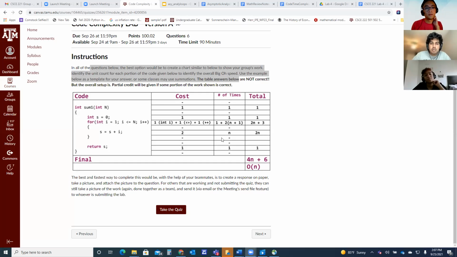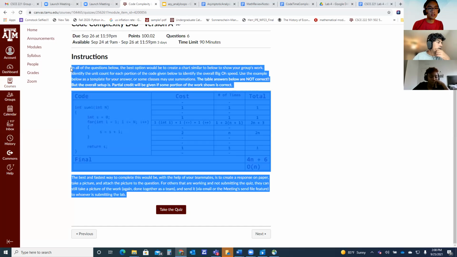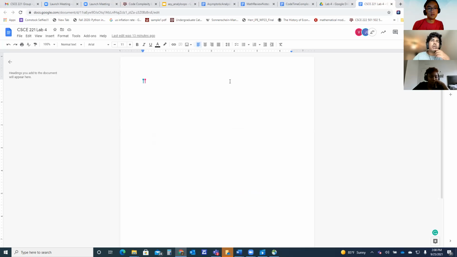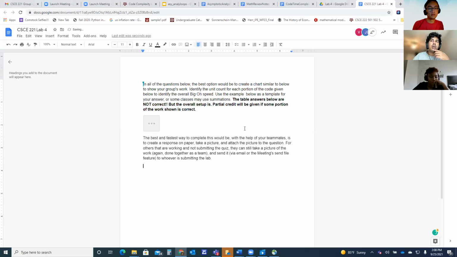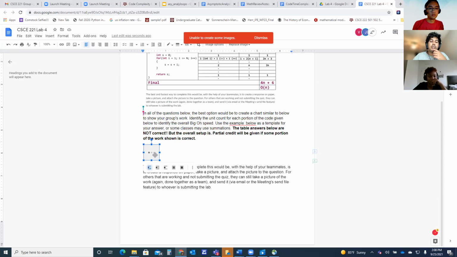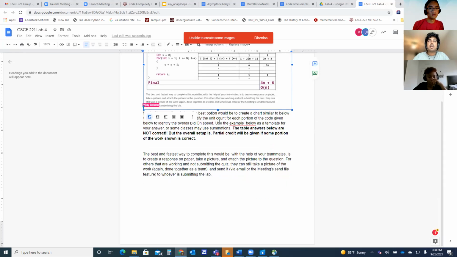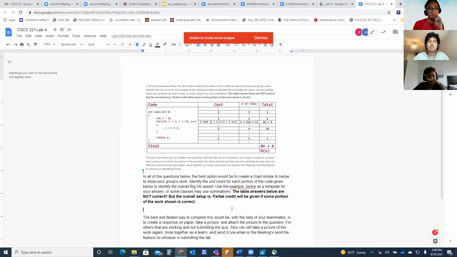All the questions below, create a chart similar to show the group, identify the unit. Let me take a screenshot of that and put it on the document, so that we have a reference for the diagram. I think I can just copy and paste all this. I don't know if it copies the picture, that's why I was going to take a screenshot. Do you want to leave your text and I make the picture just the code, that little table? Okay.